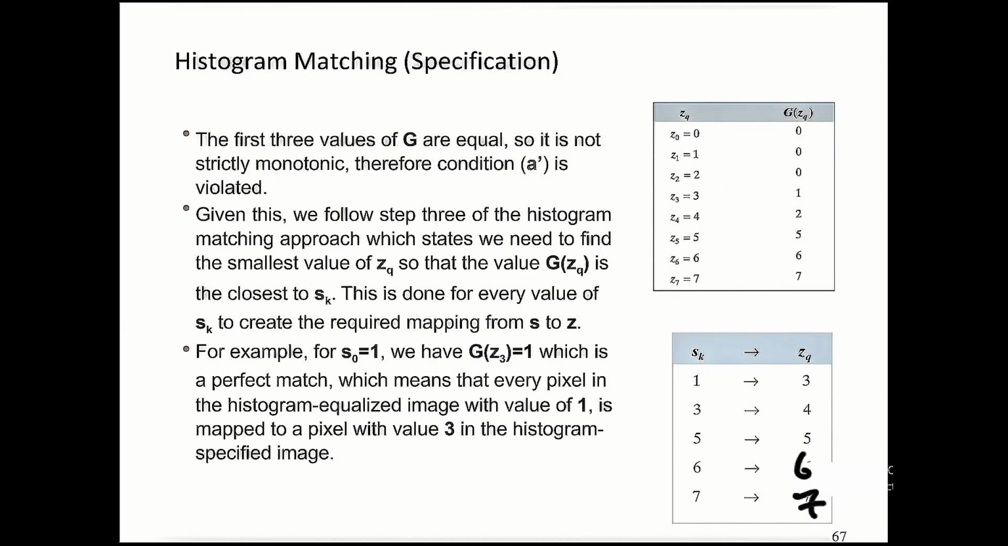Similarly for 5, 6, and 7: 5 becomes 5, 6 becomes 6, and 7 becomes 7. 3 becomes 4 because we have to find the closest one. 3 is close to 2, not 5. Oh, there is 2 and 5. So I have to select 2 because 2 is closest to 3. There's no averaging, just the closest one.